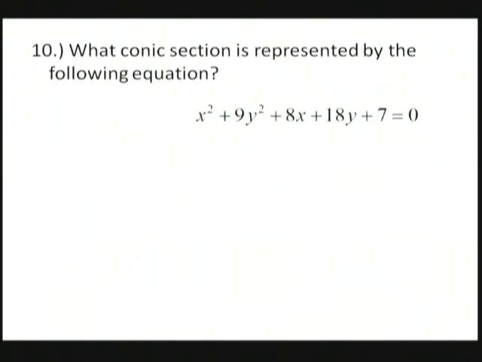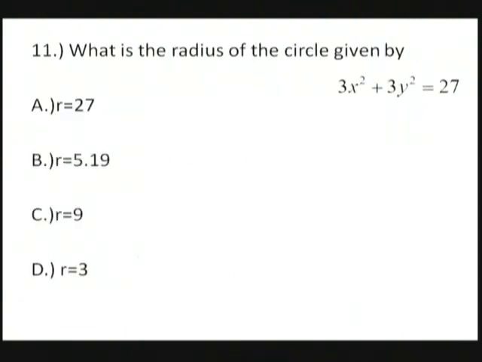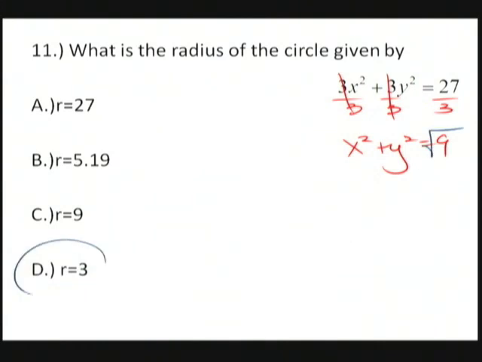Number 10, we're not going to cover that one. 11, what's the radius of the circle here? Well, remember, a circle can't have coefficients, so we'll get rid of these by dividing by 3, and I've got x squared plus y squared is equal to 9. And then you notice that if I just take the square root of r squared, which in this case is 9, it gives me a radius of 3.